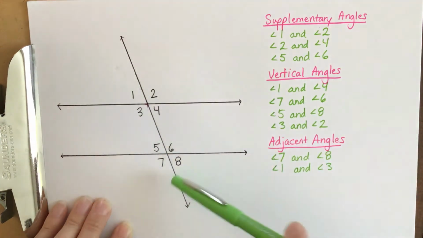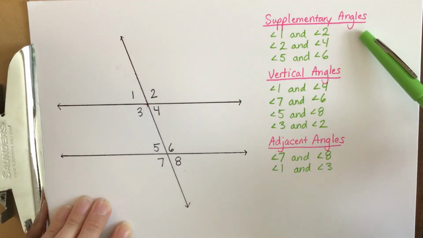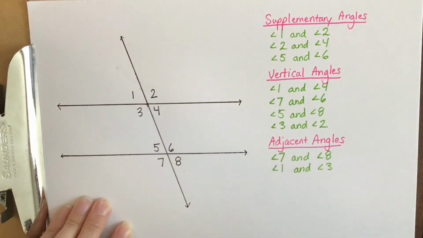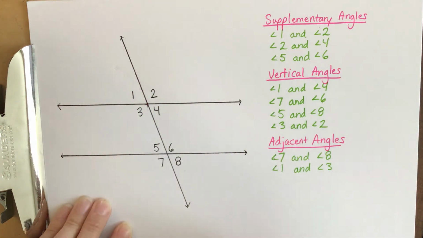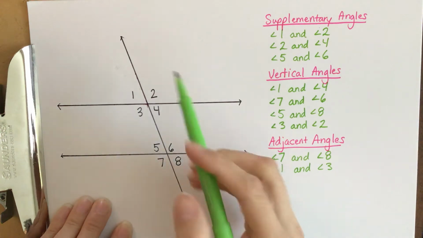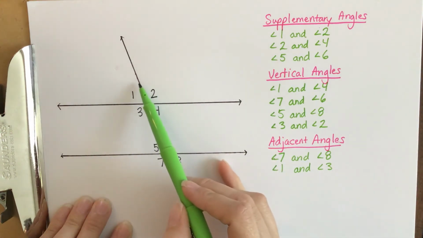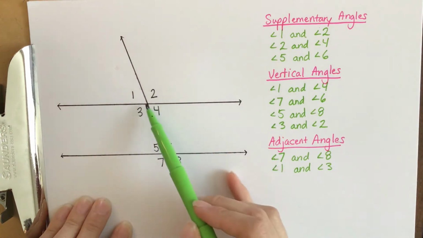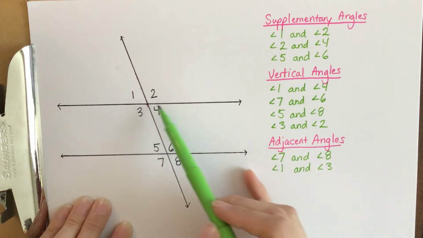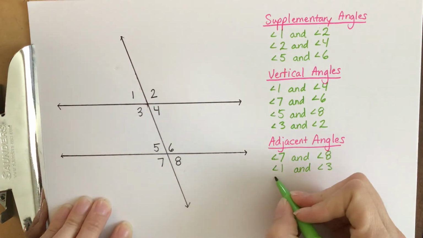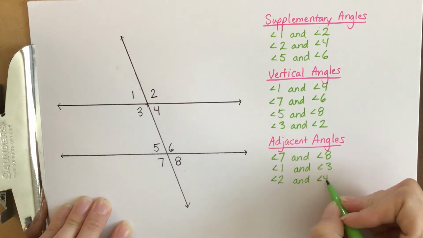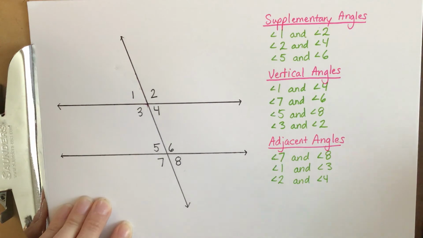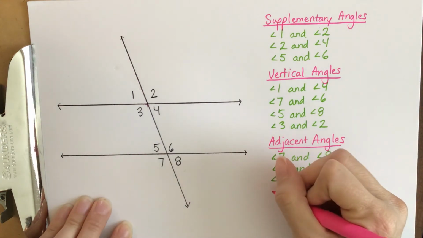And for this particular case, all the angles that we listed for supplementary are also considered adjacent, because we're using supplementary angles that are connected to each other, which makes them also adjacent. Another set of adjacent angles would be 2 and 4. Okay, they're connected by this, they share a side and they also share a vertex. So angle 2 and angle 4.